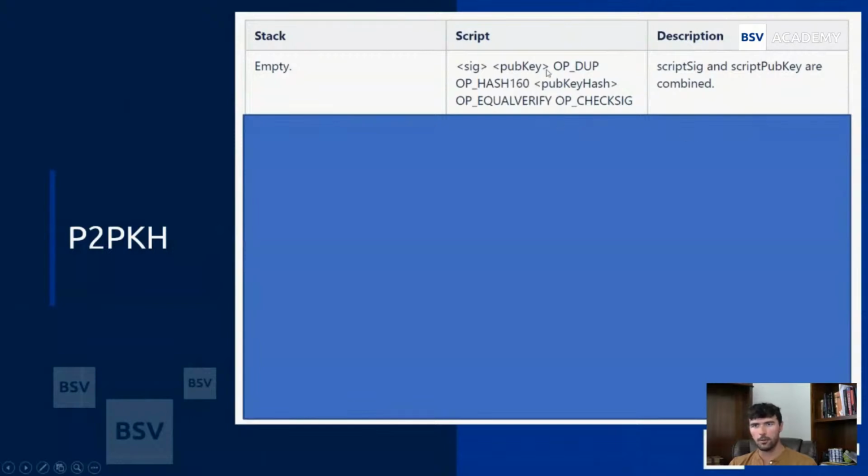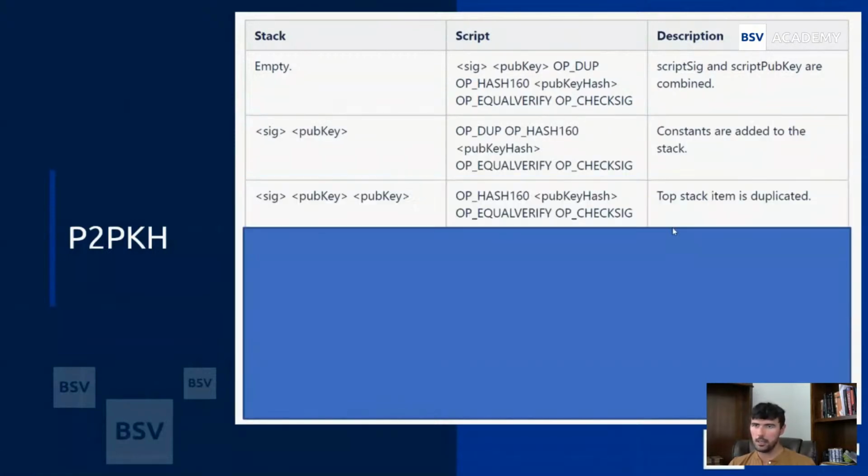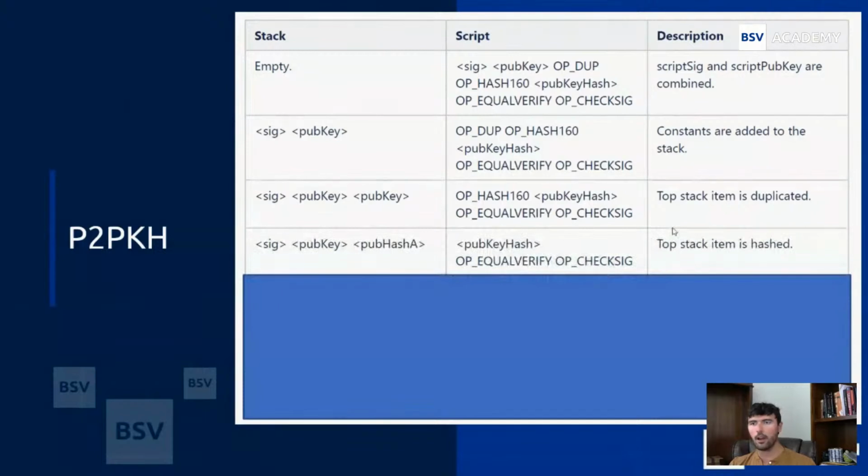So remember, our unlocking script is loaded first, and then the locking script. And basically what this is going to do is check the public key against the hash that is in the locking script.